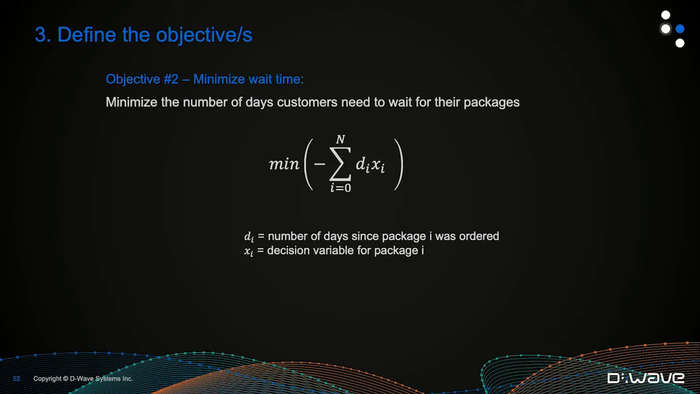The second objective is that we want to minimize the wait time. So here we're going to use this value D. D is going to indicate the number of days that have passed since the order was placed. So a higher D is indicative of a package that we want to prioritize. So if 5 days have passed, we want to prioritize the package that has been in transit for 5 days over a package that's only been in transit for 1. Again, we need to turn this into a minimization, so we're going to multiply by -1.